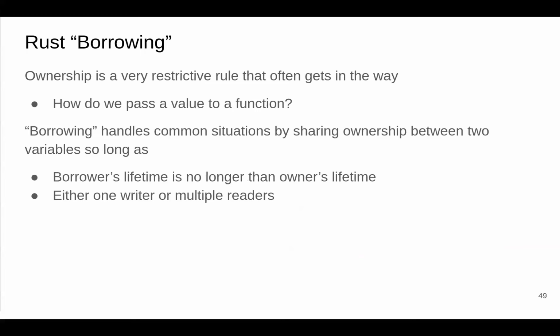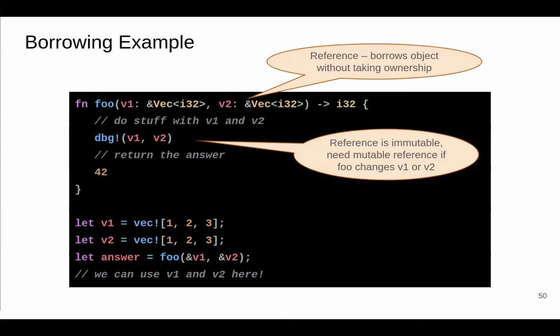Rust enables a concept called borrowing, which is a way that allows the system to give access to a variable somewhere during the execution and then return it. For example, for a function call. So borrowing handles this common situation by sharing the ownership between two variables, as long as the borrower's lifetime is no longer than the owner's lifetime. Like if you borrow a reference, you have to give it back to the owners, which means that the owner must outlive the borrower, and either one writer or multiple readers.